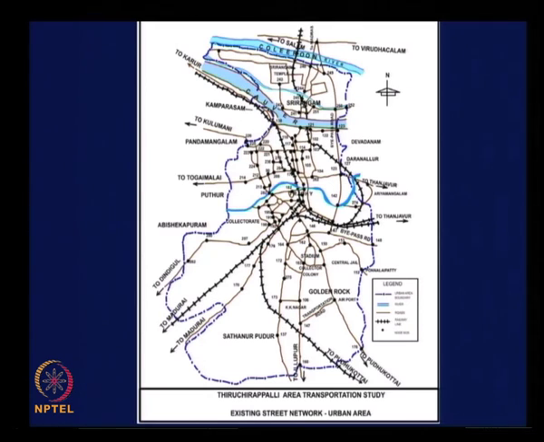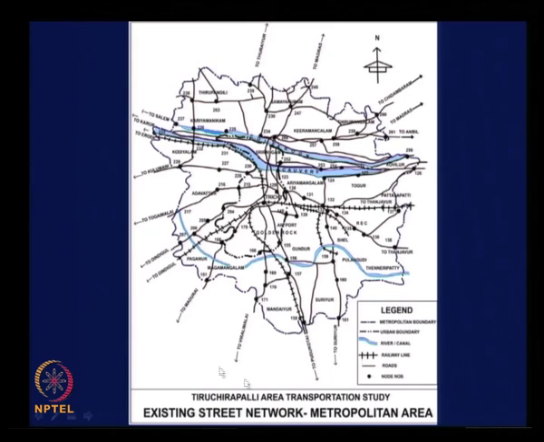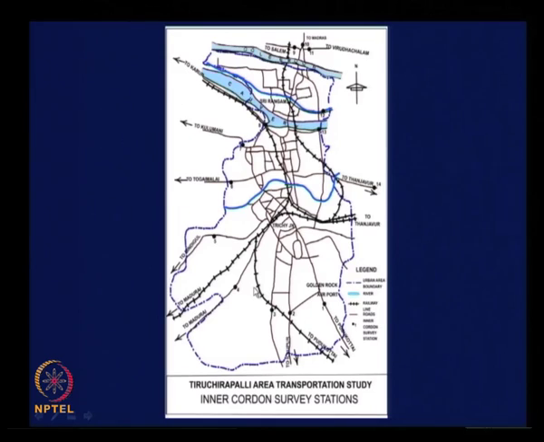This is for the urban area bounded by the municipal boundary, and for the whole of the planning area a similar exercise was done. This is just the existing street network considered for the purpose of planning, and this information is more relevant to what we have been discussing now.